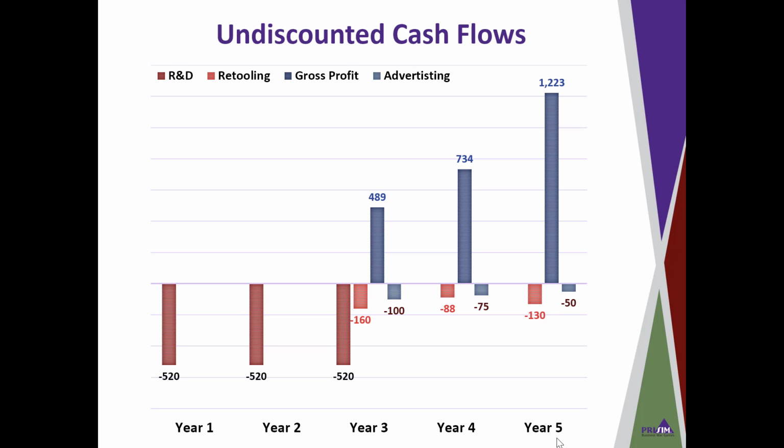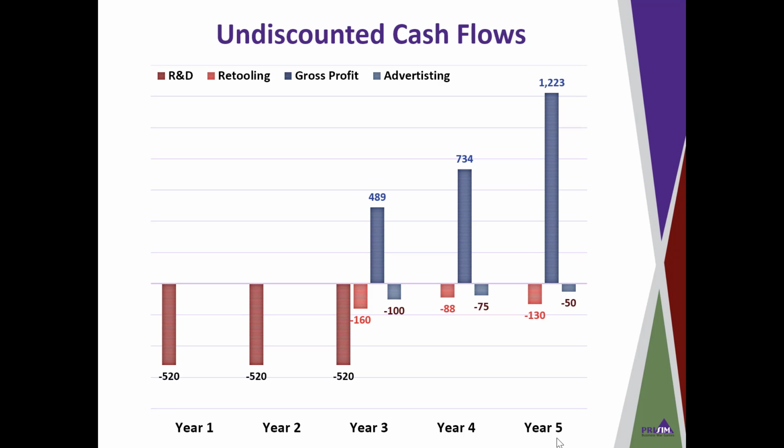So as you look at these undiscounted cash flows, you can see that there are negative cash flows for the first 3 years coming from the development costs that are spread out, $520 million as an expense each of those years. And then in year 3, there's also the first set of retooling and advertising expenses, and those costs continue through years 4 and 5. But also notice that we have positive gross profit starting in year 3 when we're done developing the minivan and we actually start selling it. And that gross profit grows each year through the 5th year in this scenario.